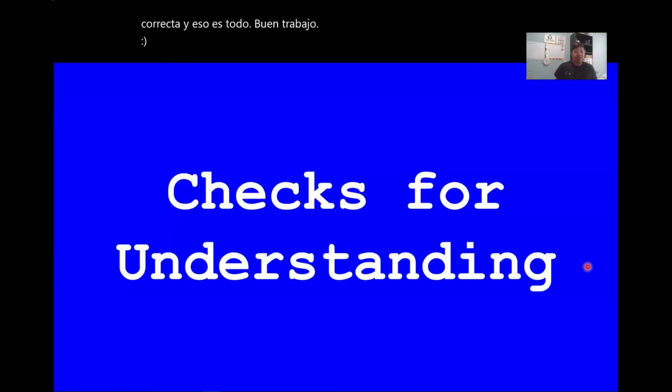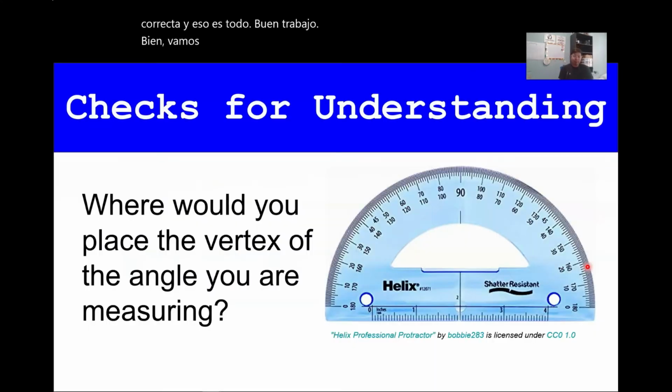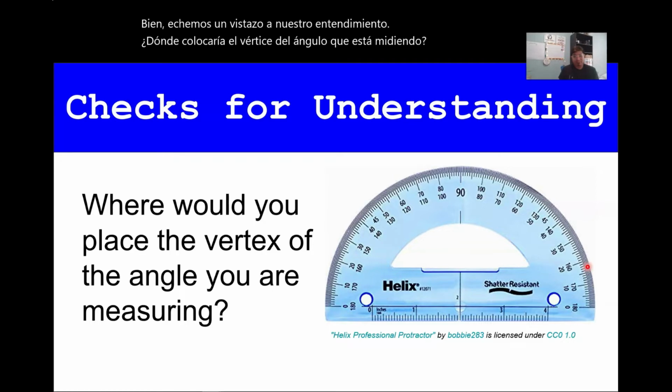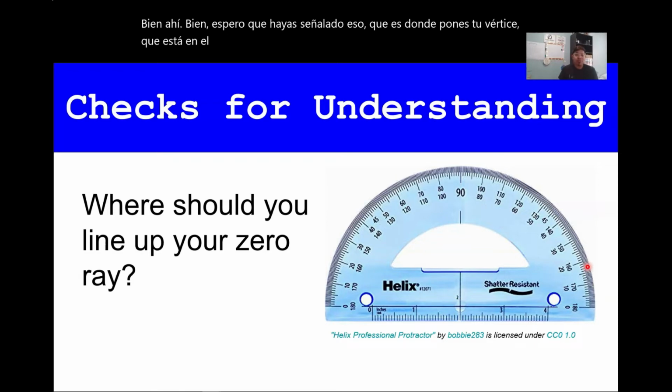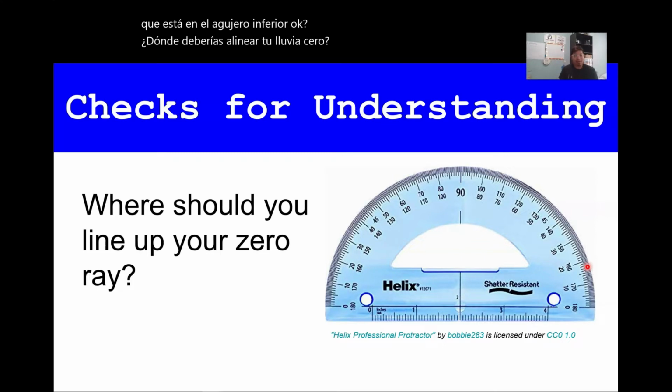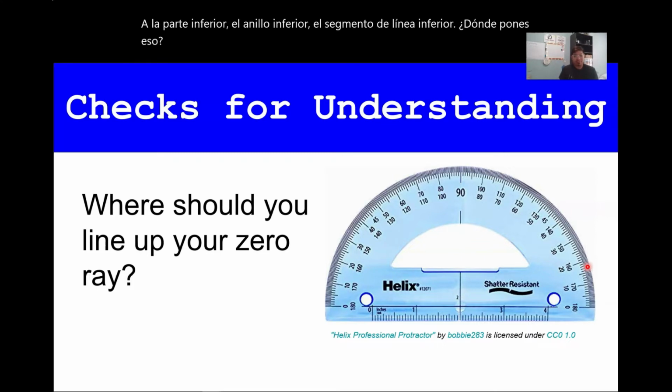Okay, let's go ahead and look at our understanding. Where would you place the vertex of the angle you are measuring? Good, right there. Hopefully you pointed to that, that's where you put your vertex, which is in the bottom hole, okay? Where should you line up your 0 ray? So the bottom ray, the bottom line segment. Where do you put that? Good, right here, the 0 edge.